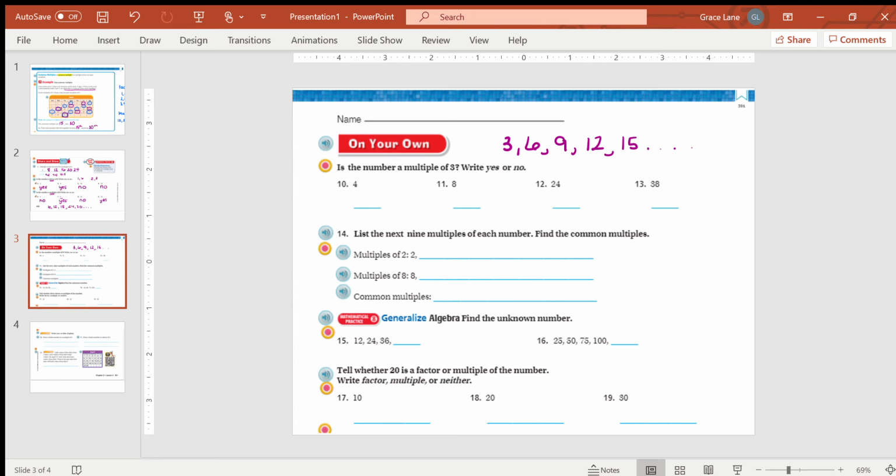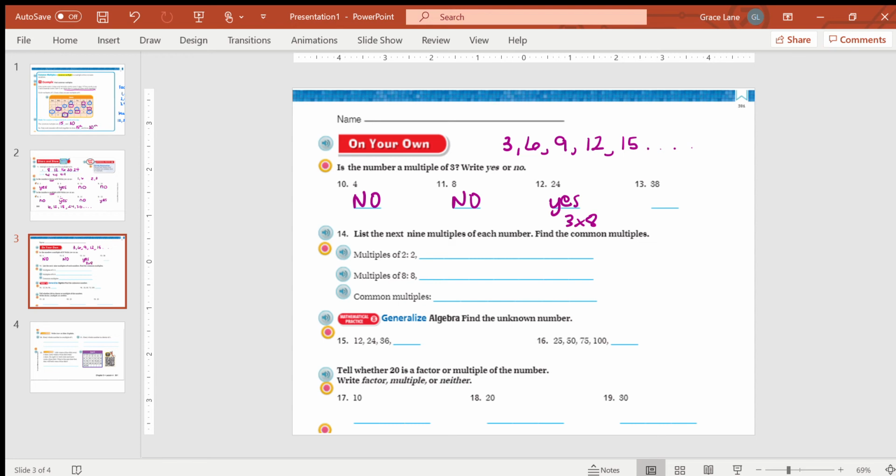Okay, so number 10, is the number a multiple of 3? Is 4 a multiple of 3? That means, can 3 times something equal 4? Look in your list. No. Okay, what about 8? Can 3 times something equal 8? No. What about 24? Can 3 times something equal 24? I didn't list that high, but yes, because I know that 3 times 8 is 24.